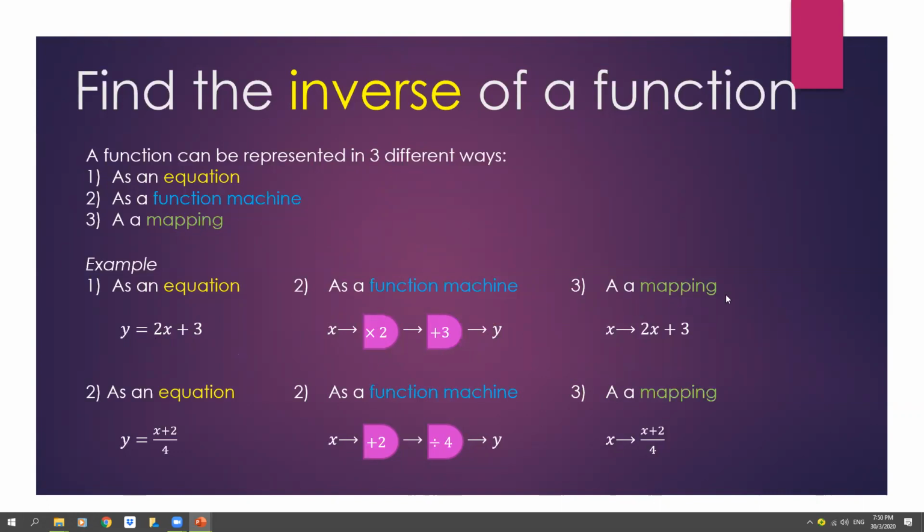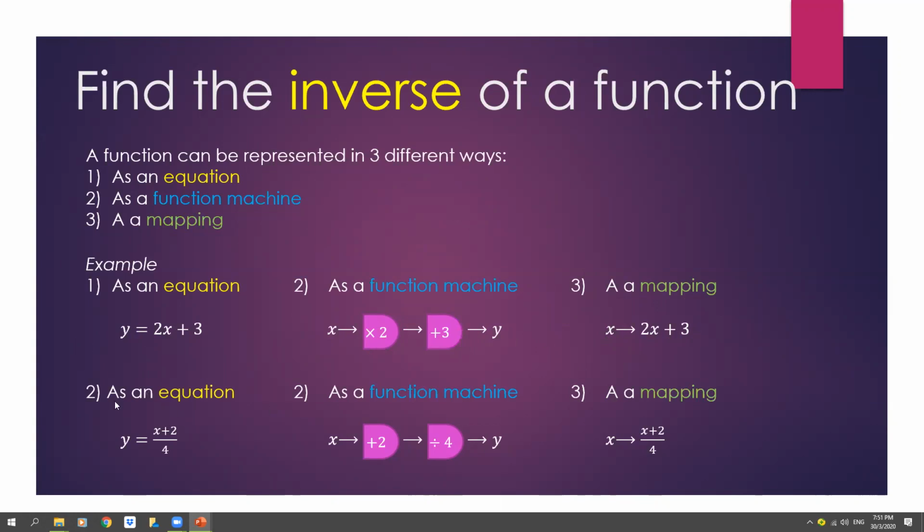Okay, a mapping is similar to an equation. It's still in algebra format, but instead of an equal sign, we use an arrow. So this is called a mapping, a way to represent a function. Three ways. It doesn't matter which one, but you should know they are the same thing.